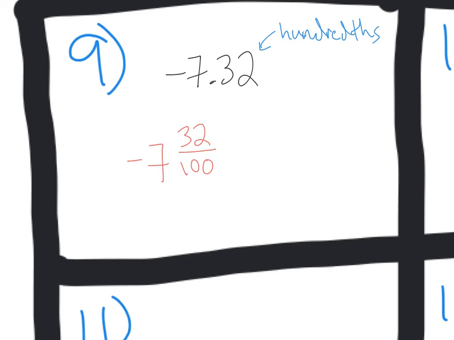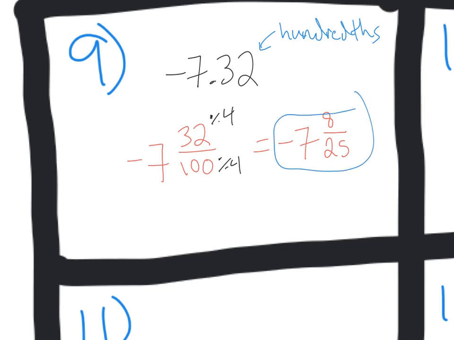We can simplify the top and the bottom there. Divide the top by 4 and the bottom by 4. So our new answer is going to be negative 7, and 32 divided by 4 is 8 over 100 divided by 4 makes 25. There are 4 quarters in 100, or 4 quarters in $1. So that's how I knew that was 25. And there's our answer.